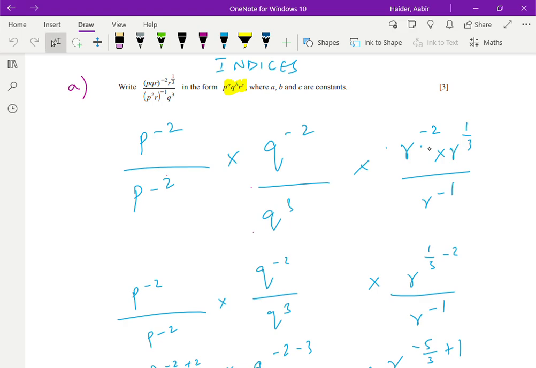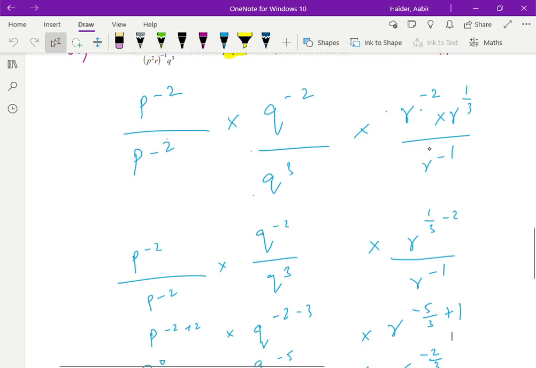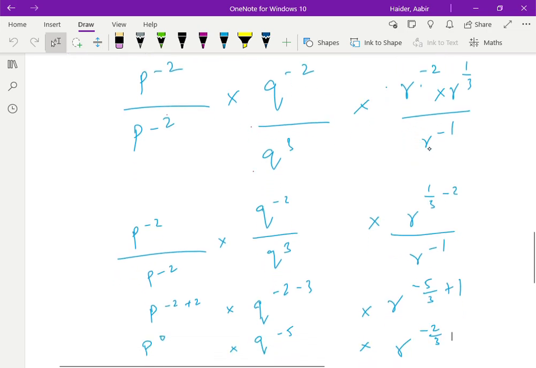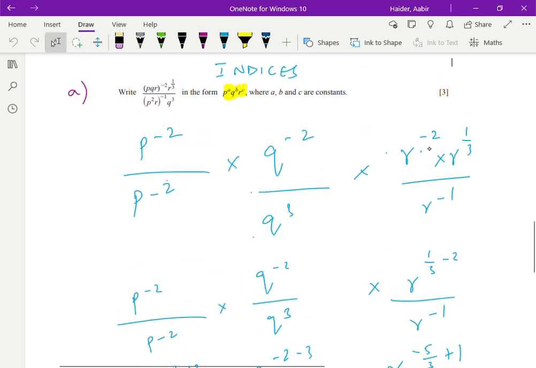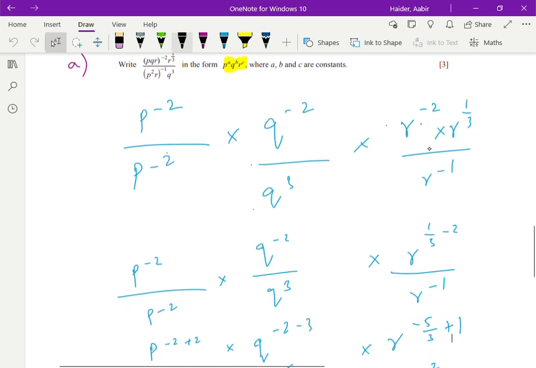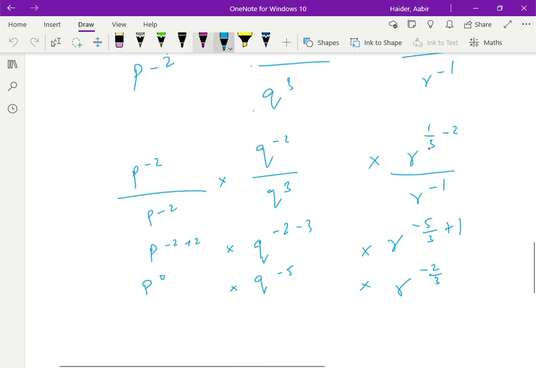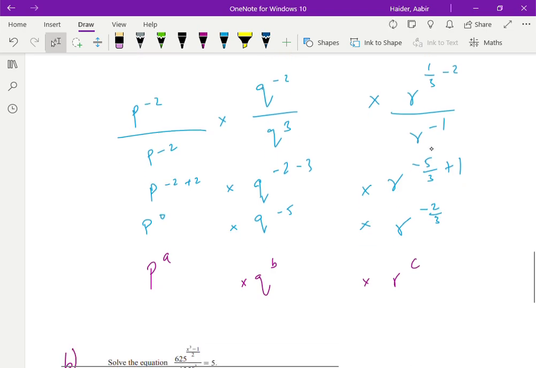Then simplifying the indices using the laws of indices, we can add them if they are in multiplication, like I did here for R, and then we can subtract them if they are in division, right? So the form is P to the index A, Q to the index B, and R to the index C. So I can clearly see that my A would be 0, my B would be -5, and my C would be -2/3. That's it for this question.